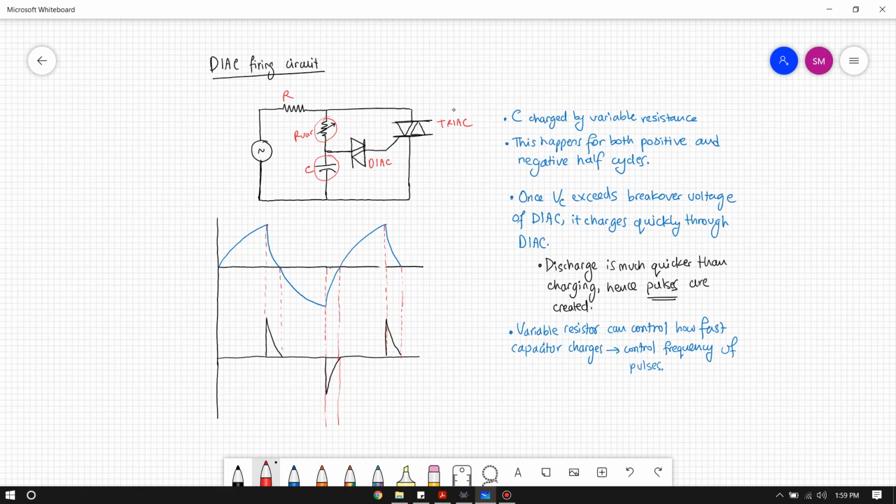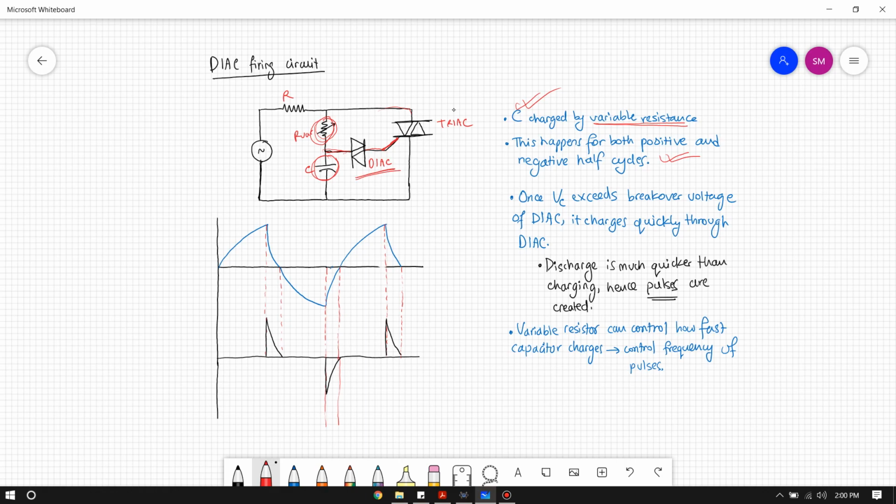This is the structure of our diac firing circuit, or diac triggering circuit. Similar to the UJT case, we have a variable resistance and a capacitor, and that is connected to our diac terminal, and the other terminal of the diac is connected to the gate terminal of our triac. And this is our triac. Similar to the UJT, the capacitor is charged using the variable resistance. But the difference here is this happens for both positive and negative half cycles, because the diac is a bidirectional device.